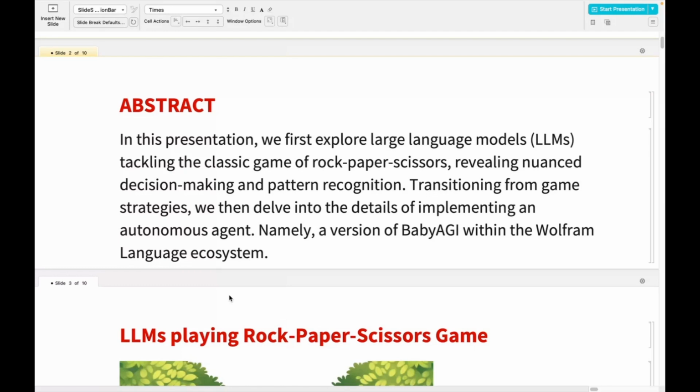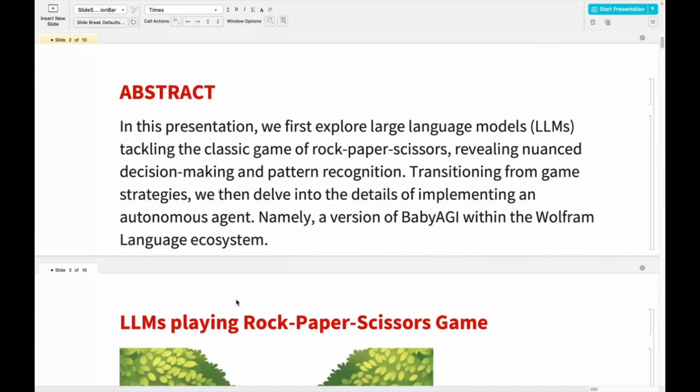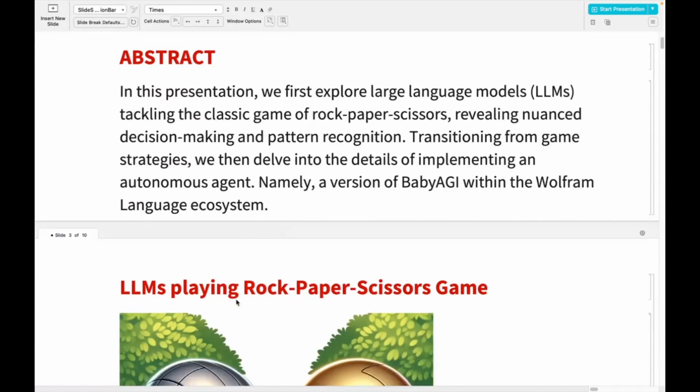And then we will explore the implementation of BabyAGI, one of the autonomous agents that went viral, I think, at the beginning of the year. I think it was in March. Using GPT-4 and GPT 3.5 Turbo.